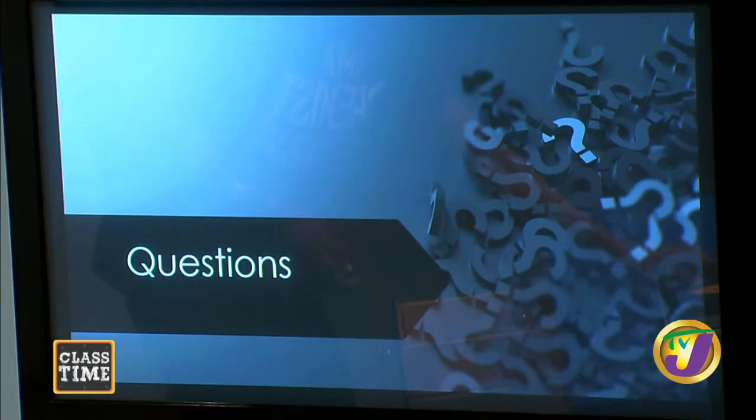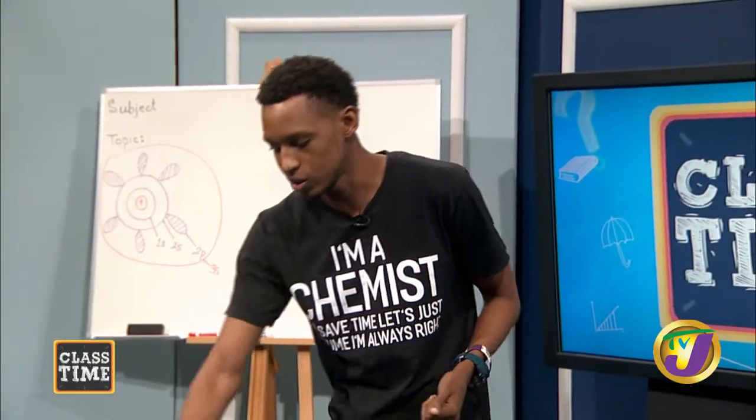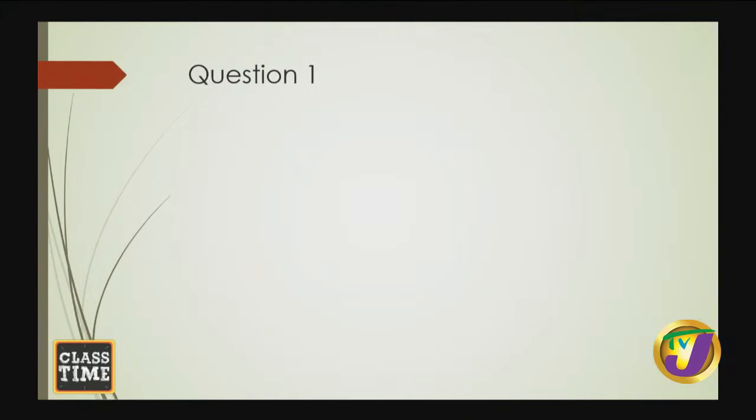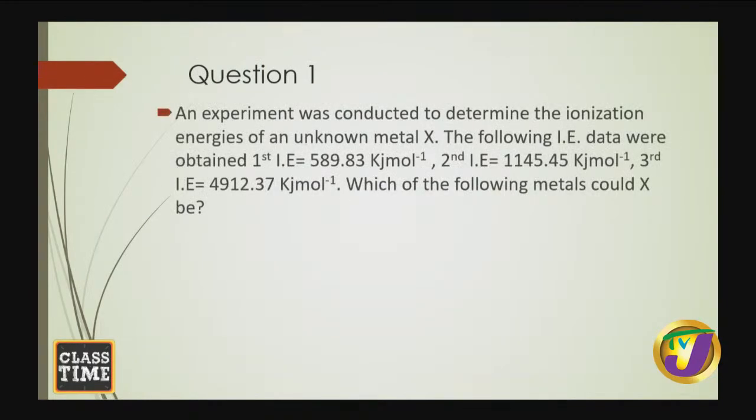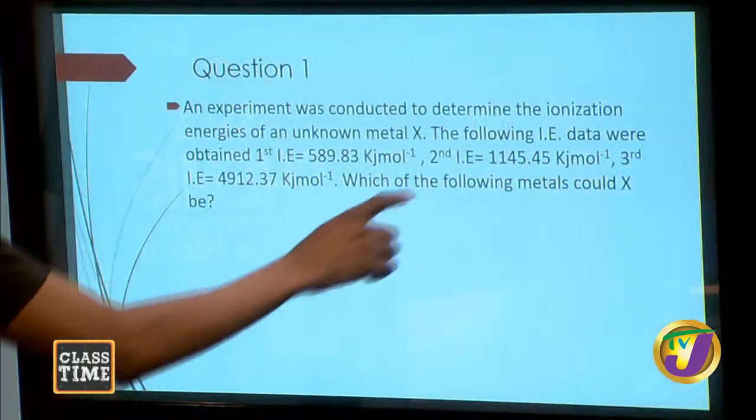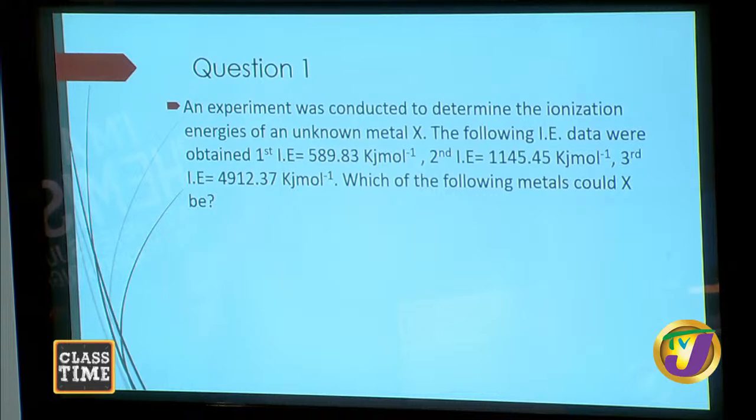Now, let's attempt some questions before our session ends today. All right, so the first question says, an experiment was conducted to determine the ionization energies of an unknown metal X. The following ionization energy data were obtained. The first ionization energy was 589.83 kilojoules per mole. The second ionization energy was 1145.45 kilojoules per mole. And the third ionization energy was 4,912 kilojoules per mole.